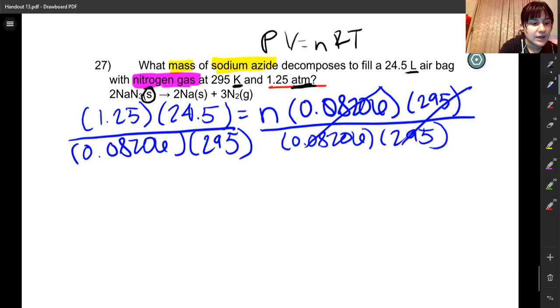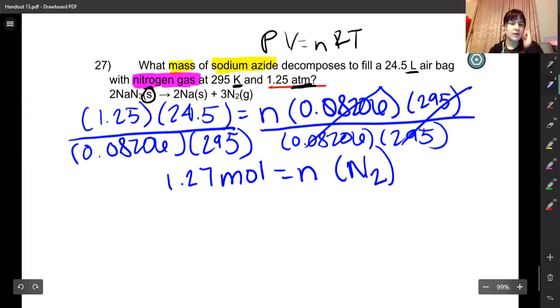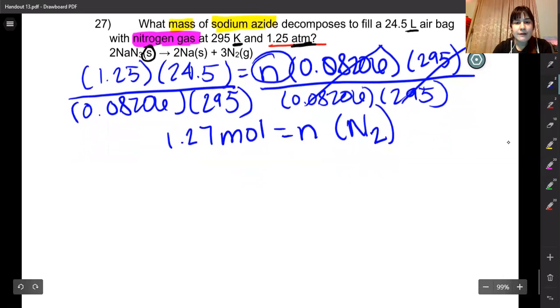So now I've ended up with, looking at our significant figures, I need 3. So I end up with 1.27 moles is equal to N. Remember that this is of nitrogen gas. And I know that this is moles because N always has to be in moles. Okay, so now I have my moles of nitrogen gas.